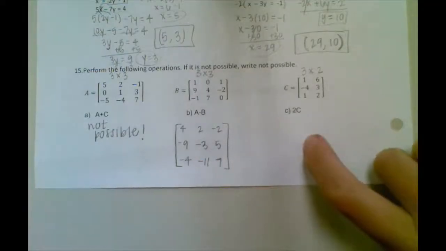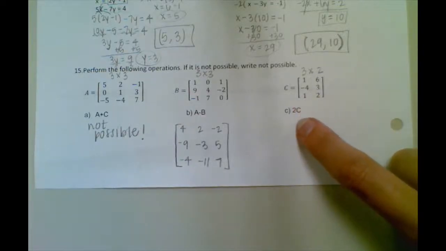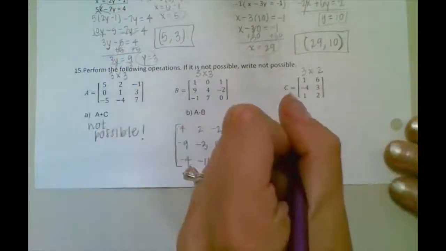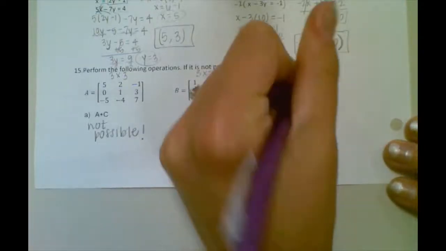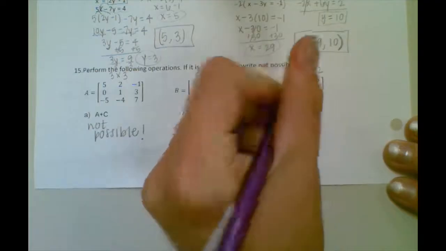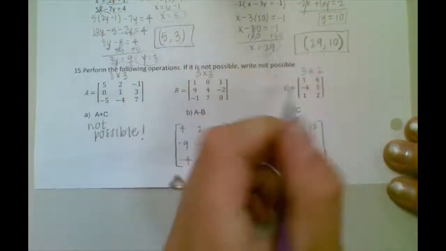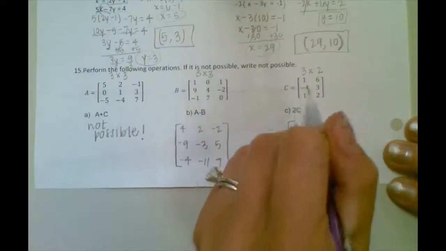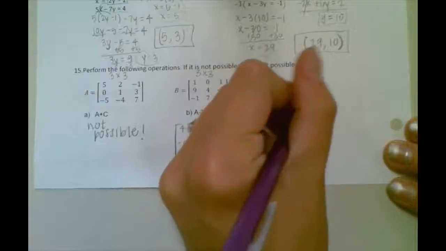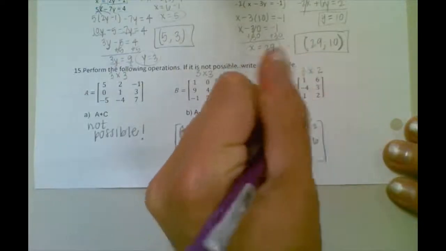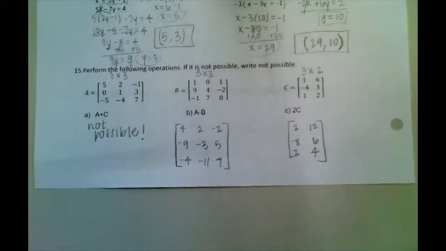All right. Letter C, this says multiply matrix C by 2. This is scalar multiplication, so all I have to do is take this 2 and multiply all the entries of C by that. So I'm going to get 2 times 1 is 2. 2 times 6 is 12. Right, yep. All right, 2 times negative 4 is negative 8. 2 times 3 is 6. 2 times 1 is 2. And 2 times 2 is 4. And that's it.